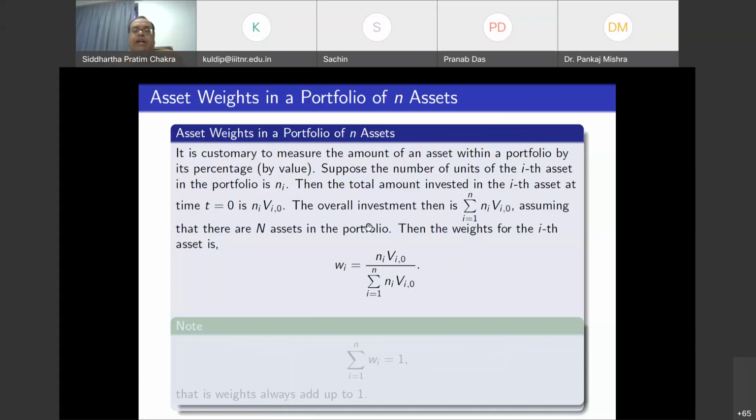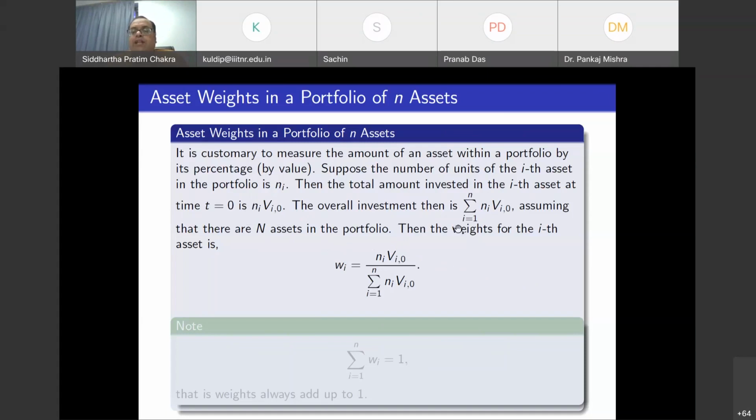Okay, so suppose that we now consider a portfolio where the number of units of the ith asset is Ni. So instead of theta, for the ith asset, I have purchased Ni units. Then what is the amount of money that I have invested in the ith asset at time t equal to 0? It is going to be the value of the ith asset, Vi0, multiplied by the number of units. That is the absolute amount of money, NiVi0, that I have put in my ith asset.